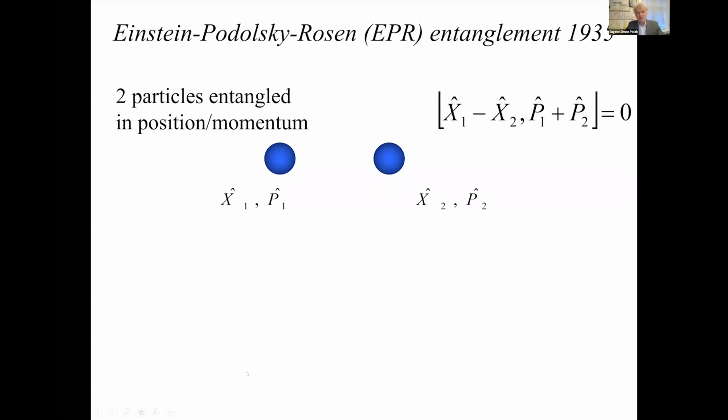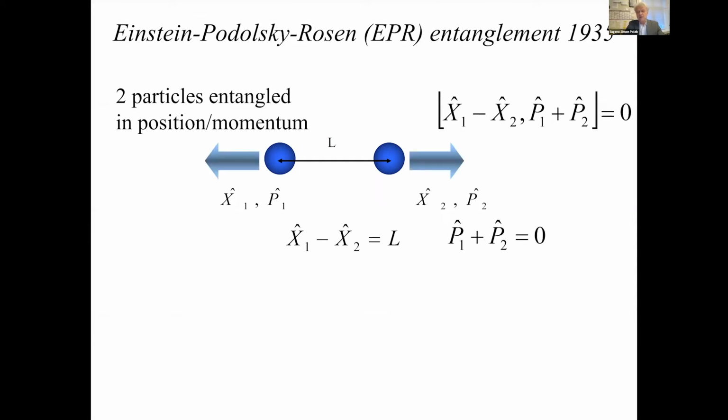Imagine you have two particles, and according to quantum mechanics, you're allowed to measure the distance between those two particles and the total momentum with arbitrary accuracy, because the difference of the position operators and the sum of the momenta operators commute. Because of this minus sign, they commute. Therefore, you are allowed to know this value and this value with arbitrary accuracy.